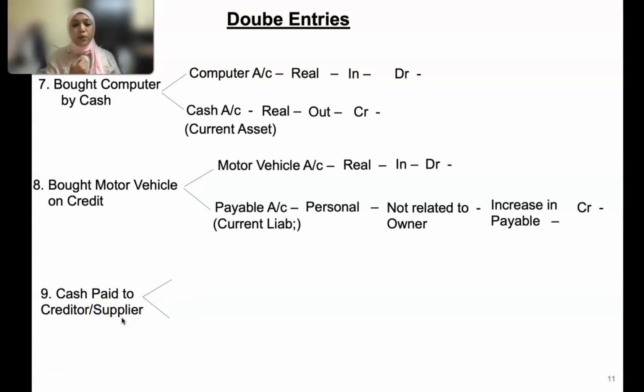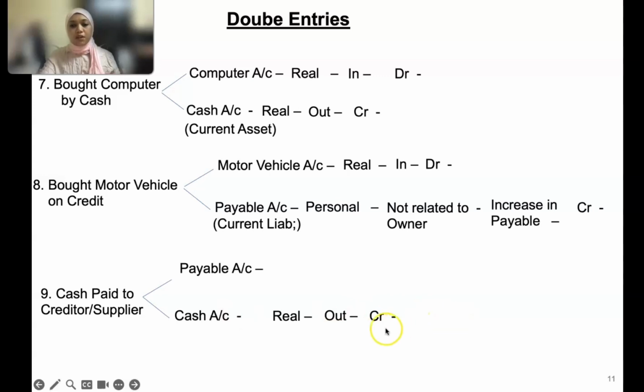What did we pay? We paid cash, so we'll open cash account. Okay, then another account we are going to open is payable account. When we bought a motor vehicle on credit, we opened payable account, right? Now we are paying back to our supplier, so we need to close that account, right? So the two accounts we are going to open are cash account and payable account. Cash account, real, it's very easy. We paid cash, so it is out. If it is out, it is credit. If it is credit, definitely we are going to record debit side in the payable.